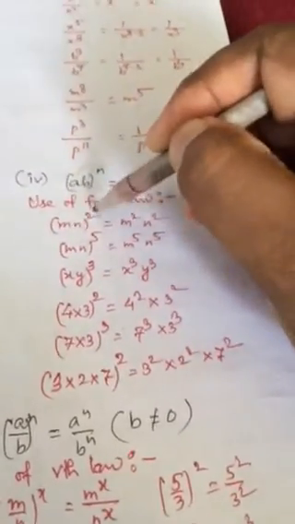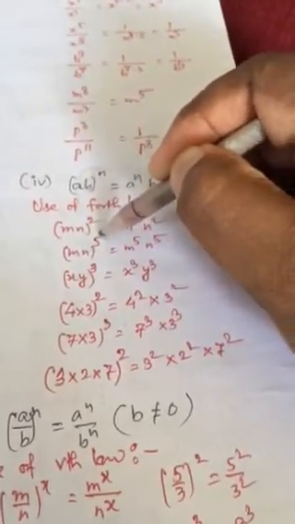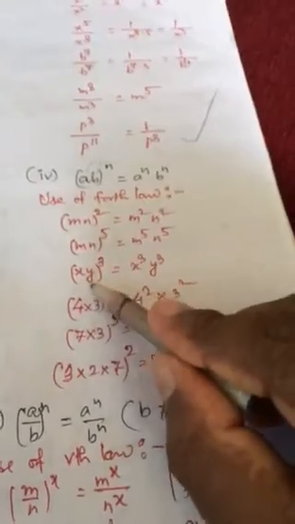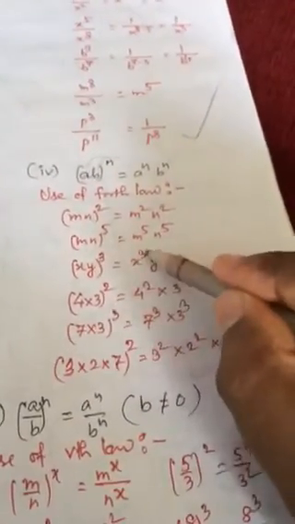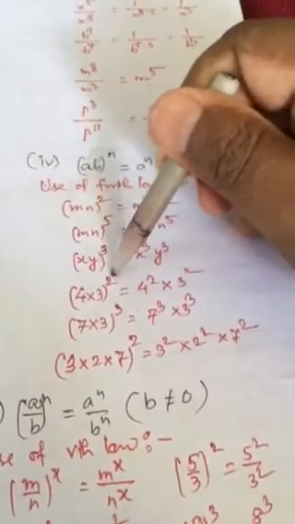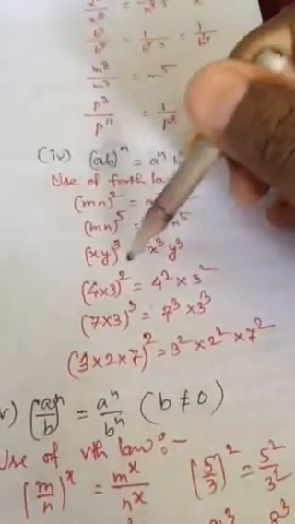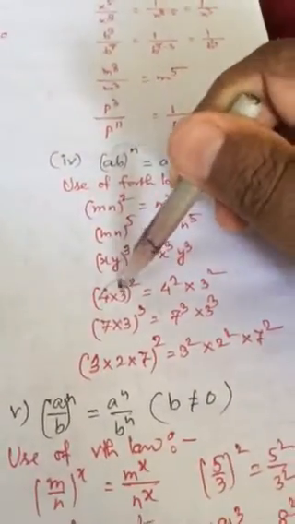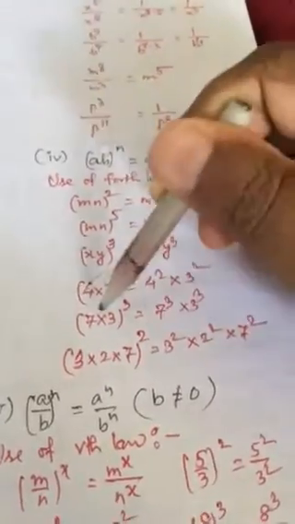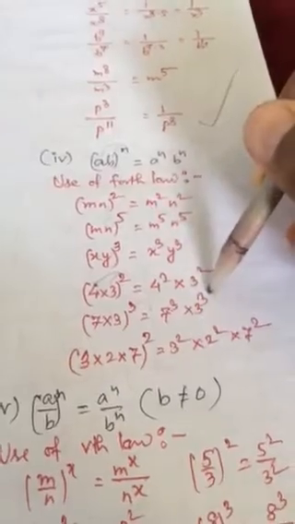So (mn) to the power 2 means m to the power 2, n to the power 2. (mn) to the power 5 equals m to the power 5, n to the power 5. (xy) to the power 3 means x to the power 3, y to the power 3. You see here (4 multiply 3) to the power 2. So it is 4 to the power 2, 3 to the power 2. So this power will go to both the bases. Okay, 4 to the power 2, 3 to the power 2. (7 multiply 3) to the power 3 means 7 to the power 3, 3 to the power 3.